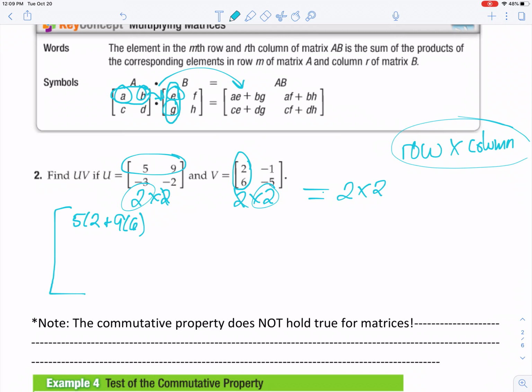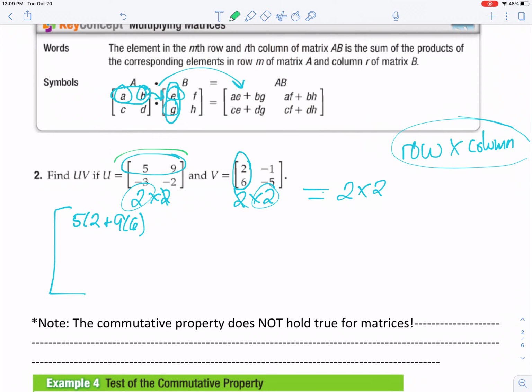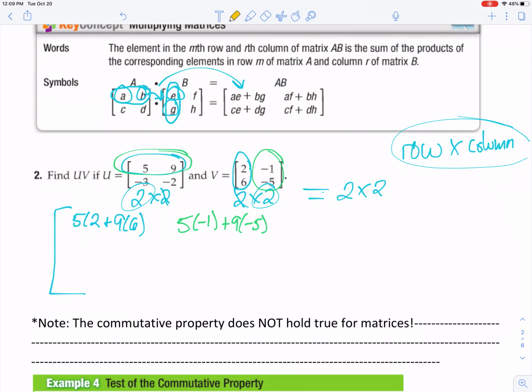So now let's do this row. Maybe I'll change colors here. So now I do row times column. So the first two elements together, 5 times -1 plus 9 times the -5. Now that I've done all the columns with my first row, let's do the second row.